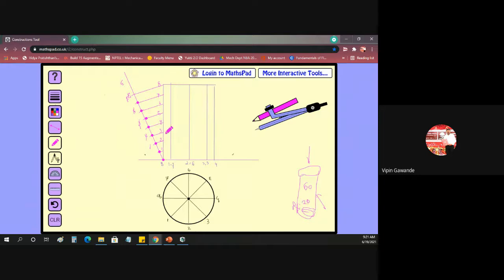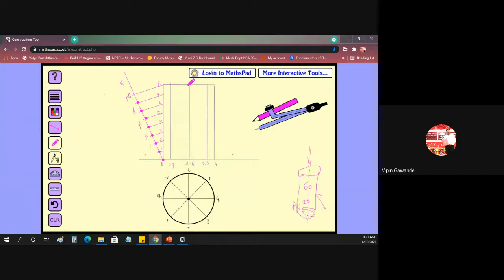Then we have divided the circle into 8 parts, and the vertical axis. What these axes are: this is the middle, the center, the line passing through the center of the circle. This is called the axis. The axis is here at the center.